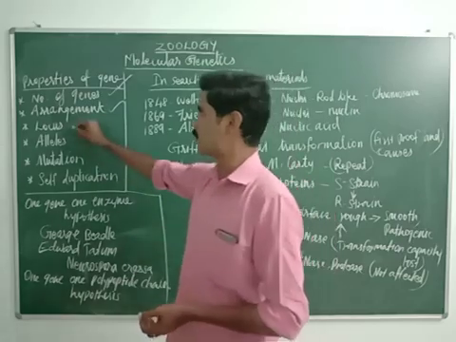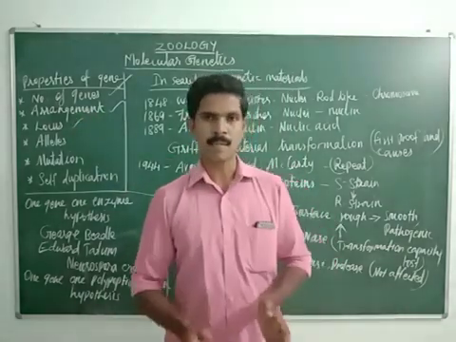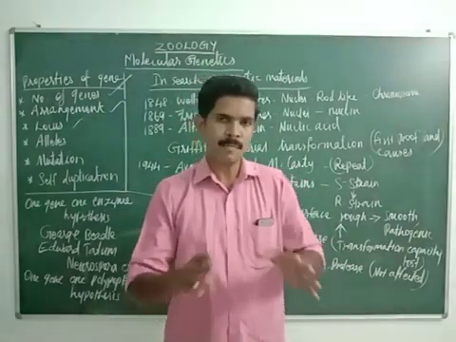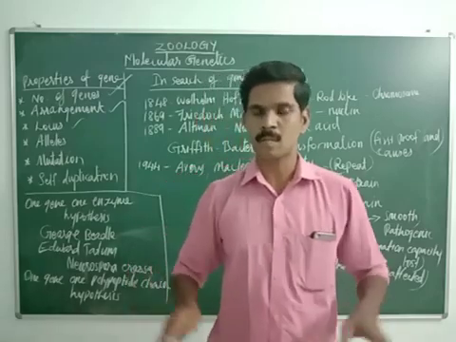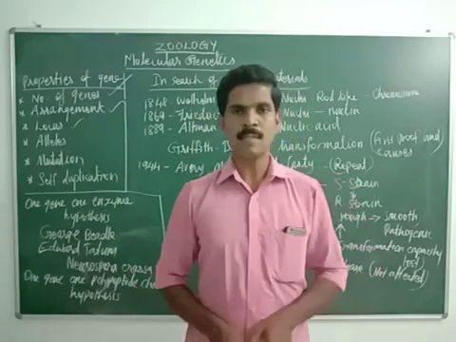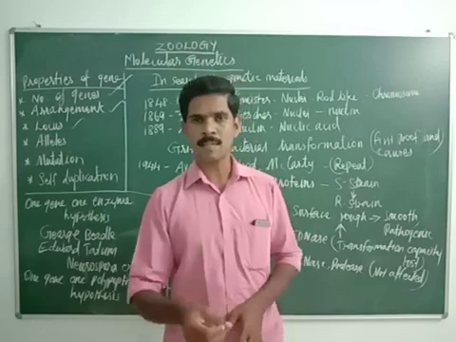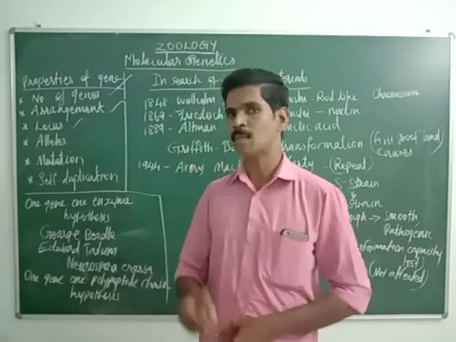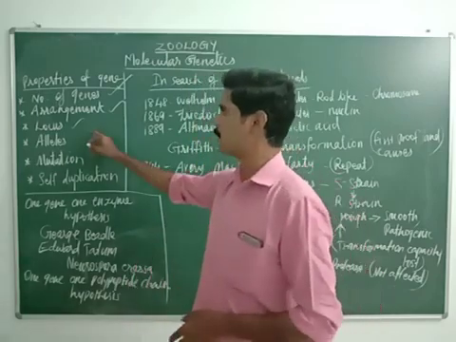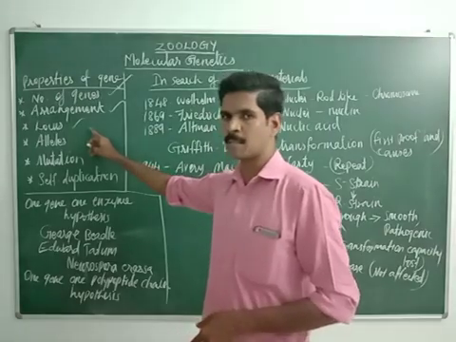Then the third one is locus. Locus means location. Already I told you, each and every gene is present only inside the chromosome. So every gene occupies a particular location or position in a chromosome. This is one of the important properties of a gene. So this is the third property.